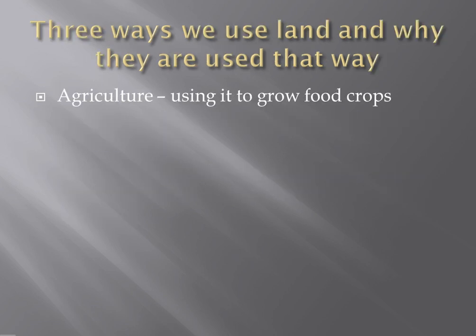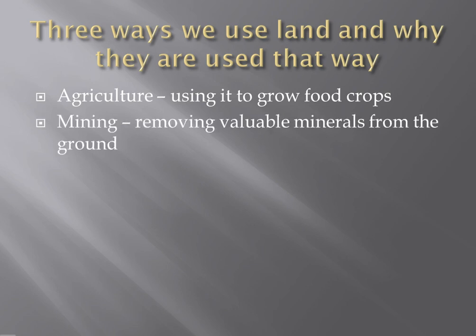There are 3 ways that we use land and why they are used that way. That is the next topic. First use is agriculture. This is used to grow food crops. This also includes farm animals. Mining, which is when we remove valuable minerals from the ground, and that's in order to get coal or gold or any kind of other metals that we use.